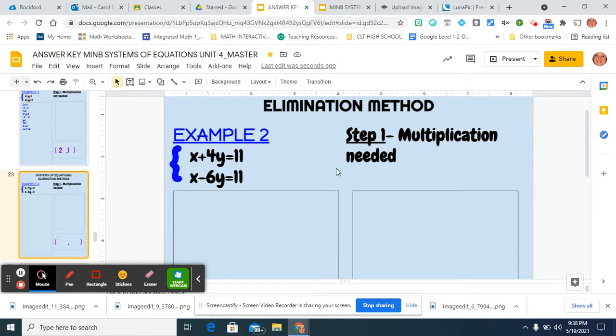Okay, so this one, multiplication is needed. And so I need to decide, is my goal to eliminate the x's or the y's? In looking at this, the x's have the same coefficient. They have a coefficient of 1. So the only thing I would need to multiply by is negative 1. So in essence, I'm going to flip the sign of one of the equations. Doesn't matter which one, I'm going to do the bottom one.